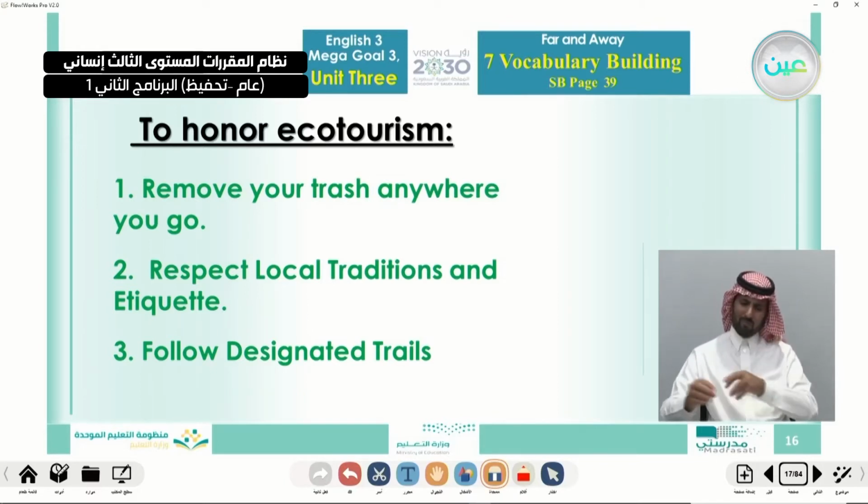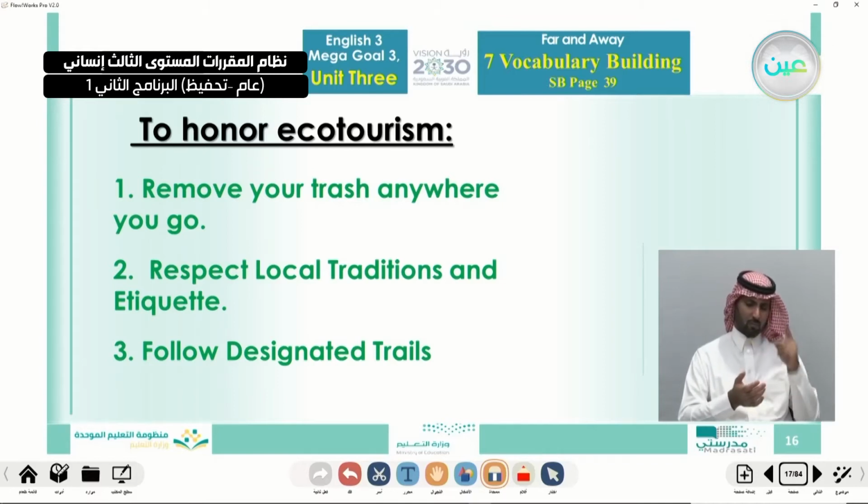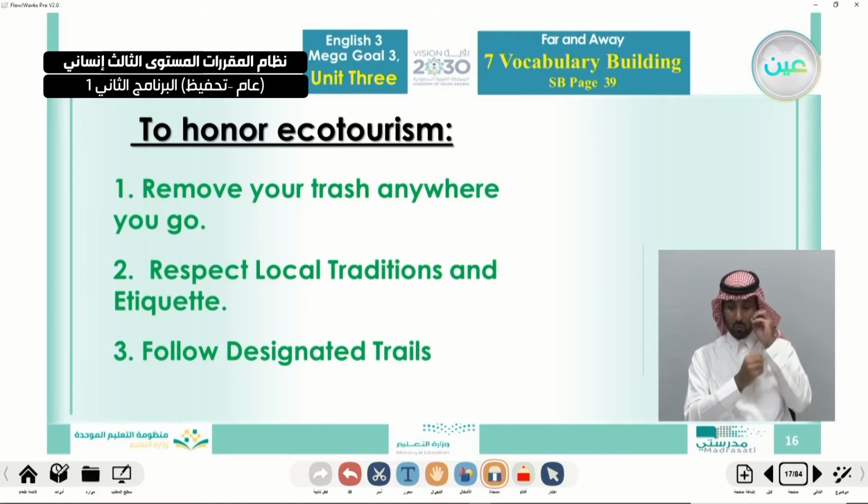Number two, you need to respect local traditions and etiquette. When you have a different culture, when you have different traditions than yours, you need to respect it. And this is a rule of life. If you are educated and if you are wise enough, you need to respect the other cultures. And this is part of ecotourism as well.